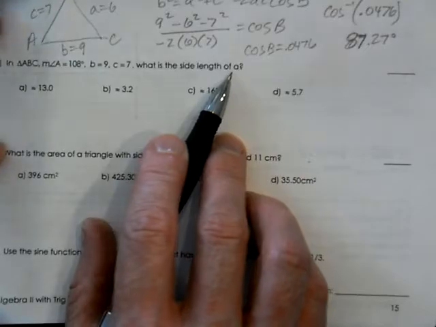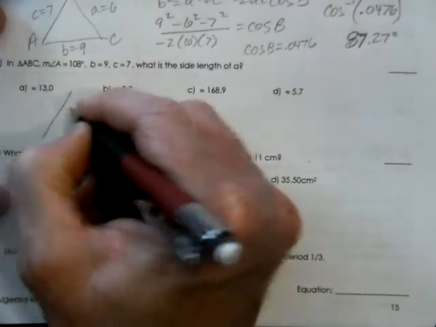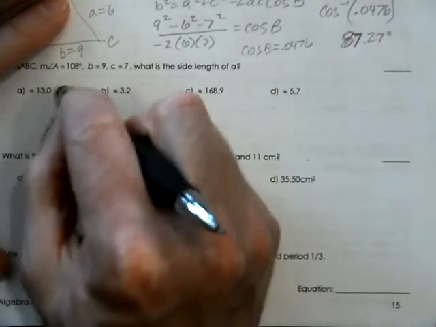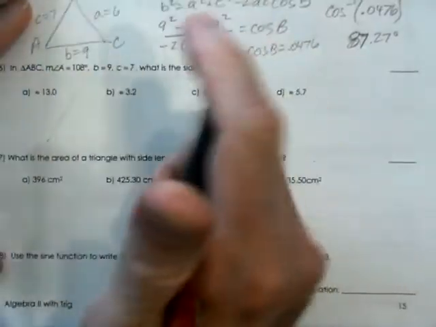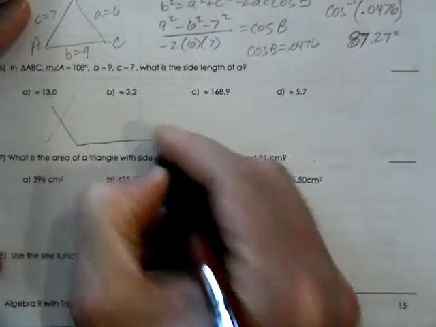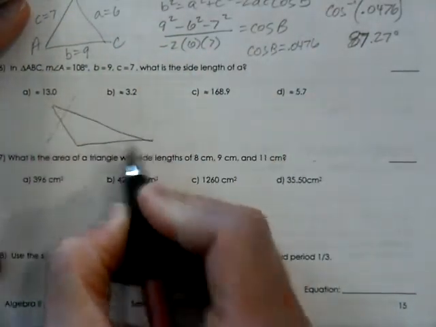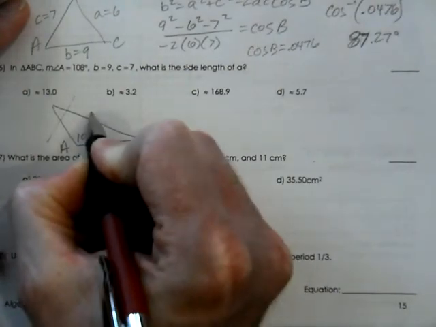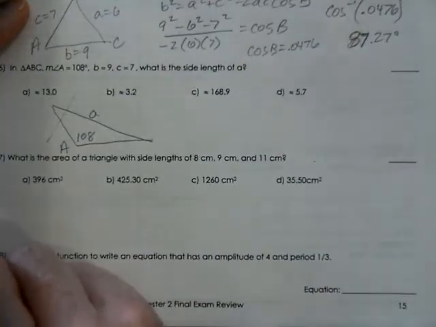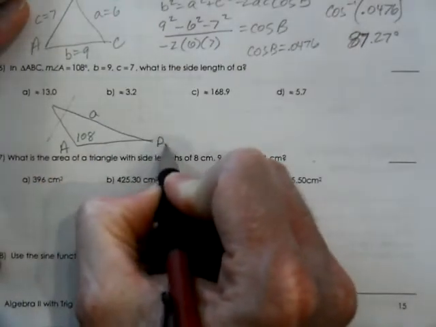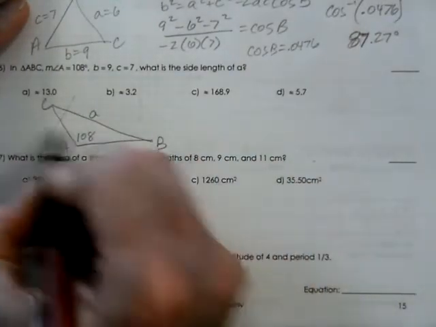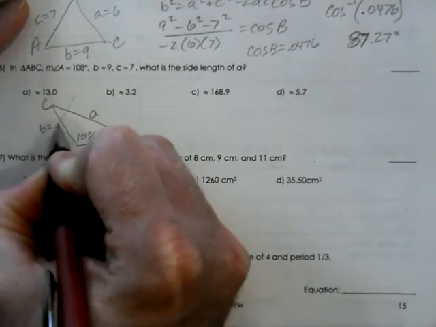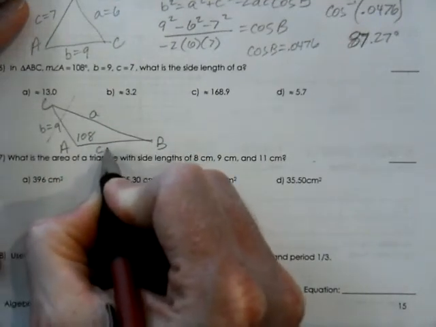Alright, what's the length of side A? They have an obtuse angle here, so let's draw this looking like obtuse. Just helps out a little bit. So 108, so side A. Side B. Side C.